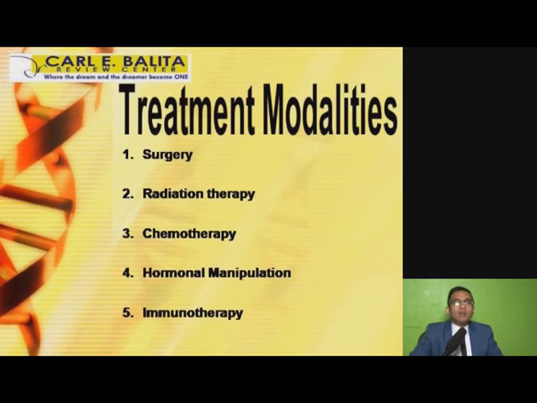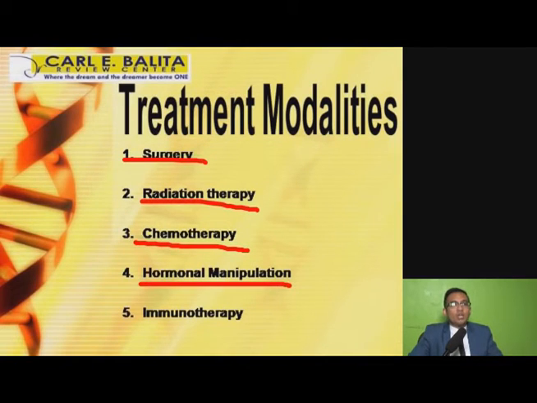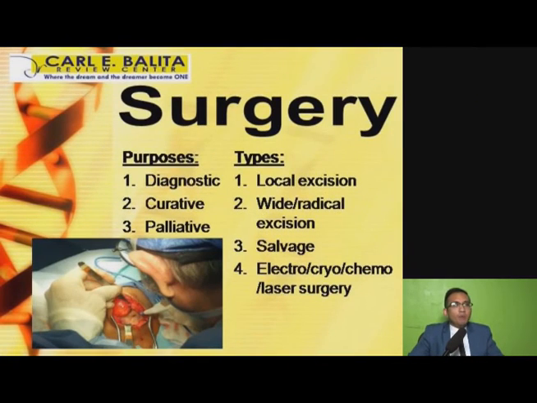Alright. Now, what are the treatment modalities? Okay, so we have 5 major treatment modalities and nursing intervention later on. Okay, so first, you have your surgery. Second, radiation therapy. Third treatment is chemotherapy, hormonal manipulation, and last is your immunotherapy. Alright, let's start with your surgery. Tandaan, the primary modality of treatment for your cancer is surgery.